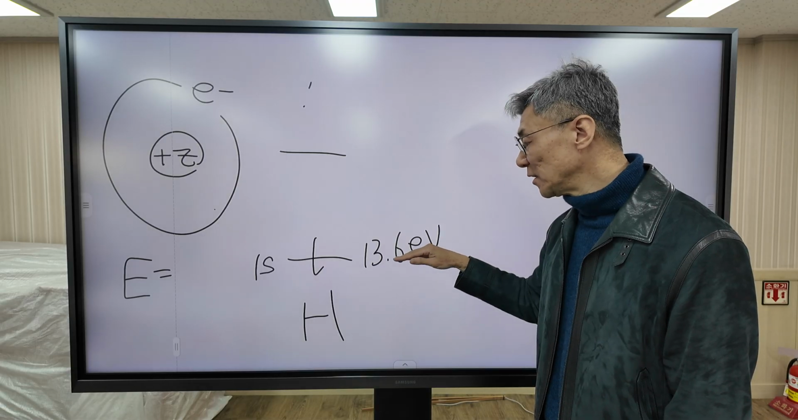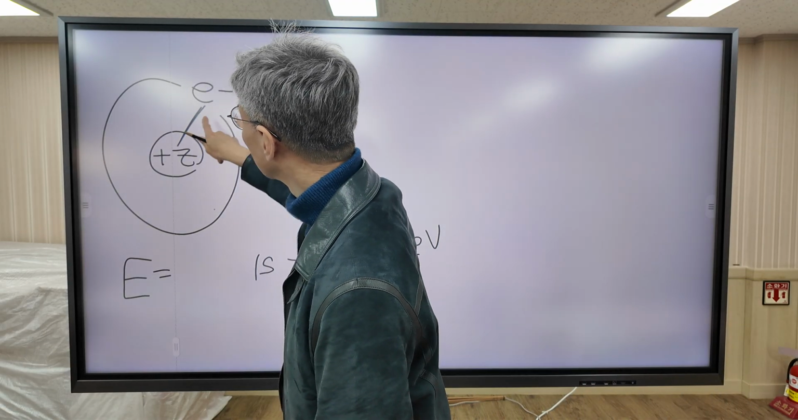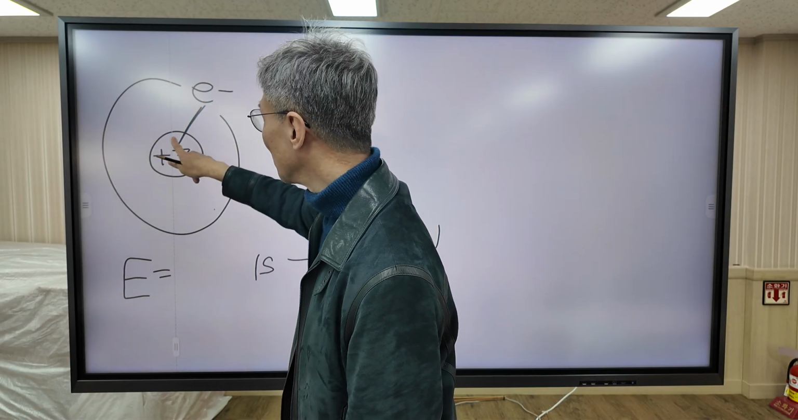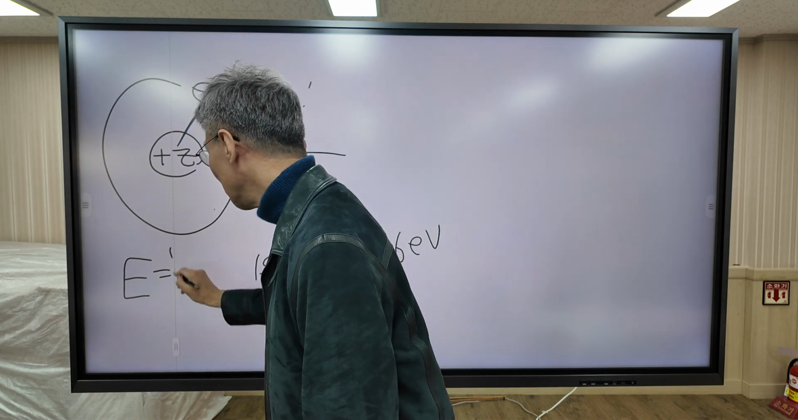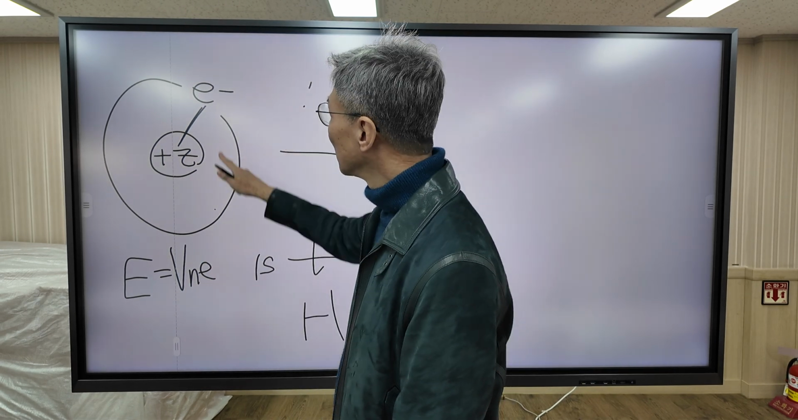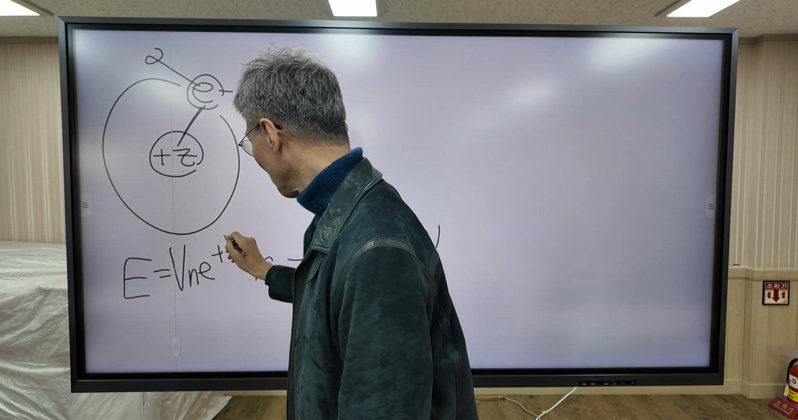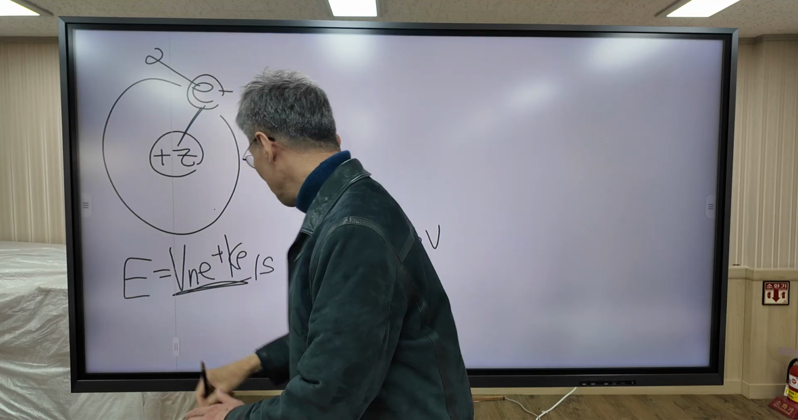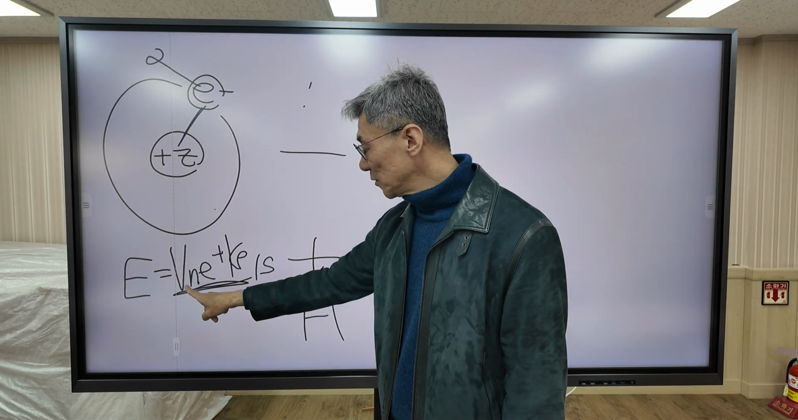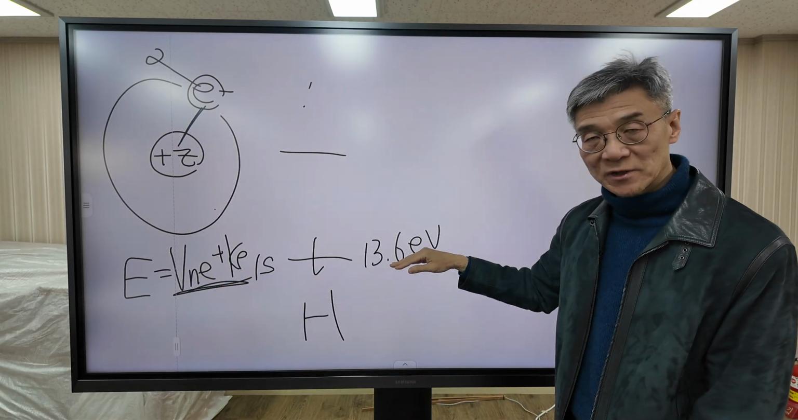What terms are included in this orbital energy? The first is the Coulomb energy between the nucleus and the electron. And the electron has kinetic energy. So in this orbital energy, two terms are included: potential energy and electron kinetic energy.